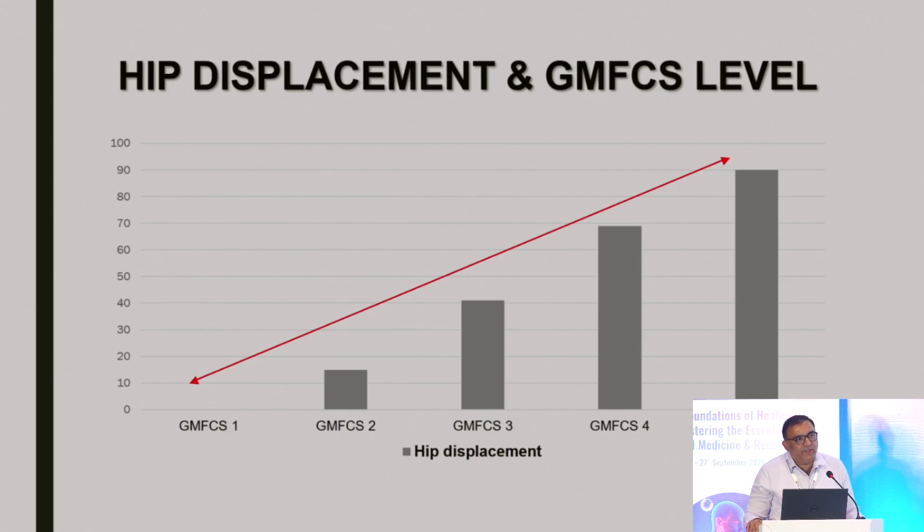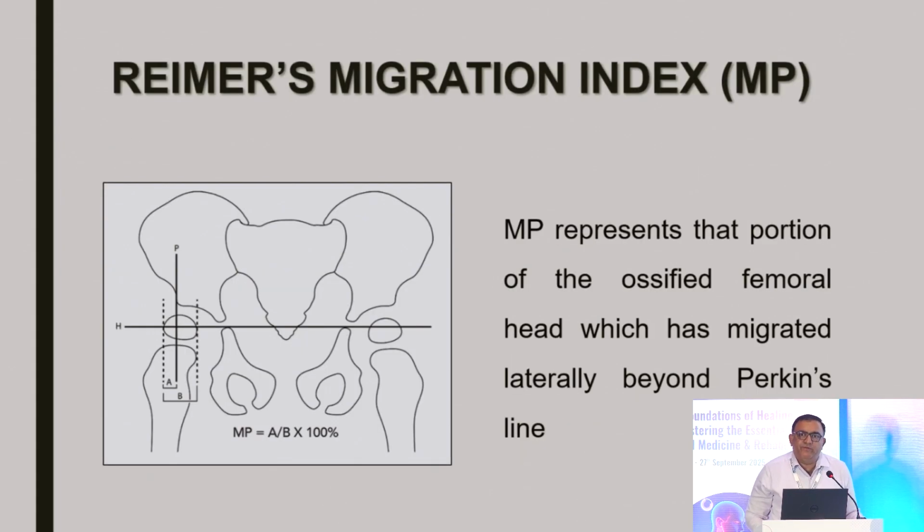There is a direct correlation between GMFCS levels and hip displacement. In GMFCS level 1, the incidence is hardly 10%, but it can be as high as 90% in GMFCS 5. Now, how do we calculate the hip displacement? A simple X-ray pelvis with both hips AP view is required. We use something called Reimers' migration index or migration percentage.